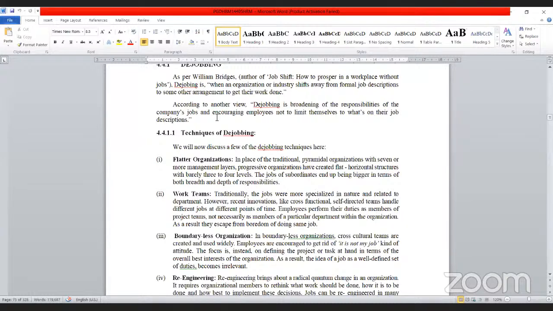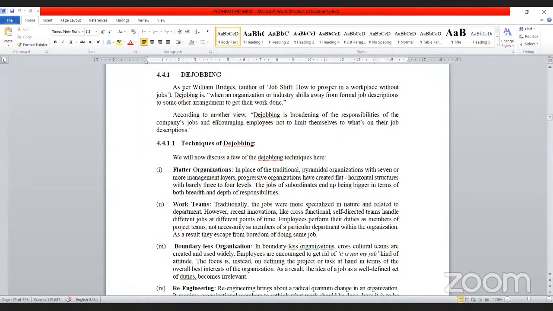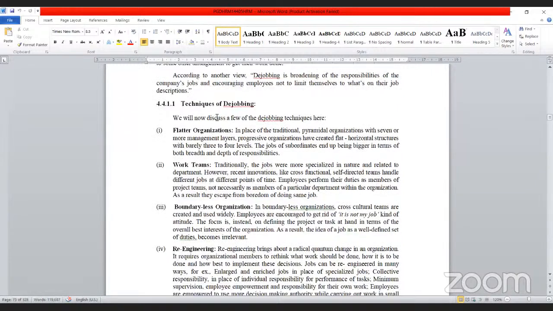Dejobbing is completely different. Dejobbing is the broadening of the responsibilities of the company's jobs and encouraging employees not to limit themselves to what's in their job description. When an organization or industry shifts away from formal job descriptions to other arrangements to get their work done, it is called dejobbing.